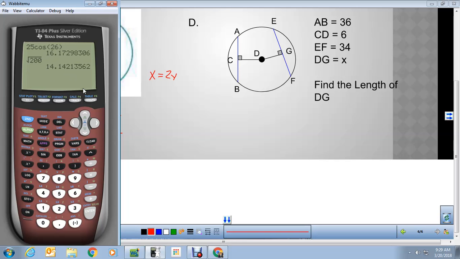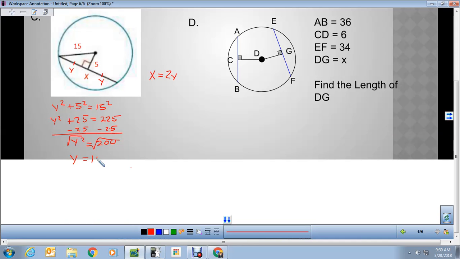Now, if you're going to write this number down, I would recommend, like we did before, rounding to 4 decimal places. So we're going to write 14.1421. And now we're going to double this because our x is equal to 2y's. So we double this, and that's going to give us the correct answer rounded to the nearest tenth. So if you just wrote 14.1 and doubled it, you'd get 28.2.